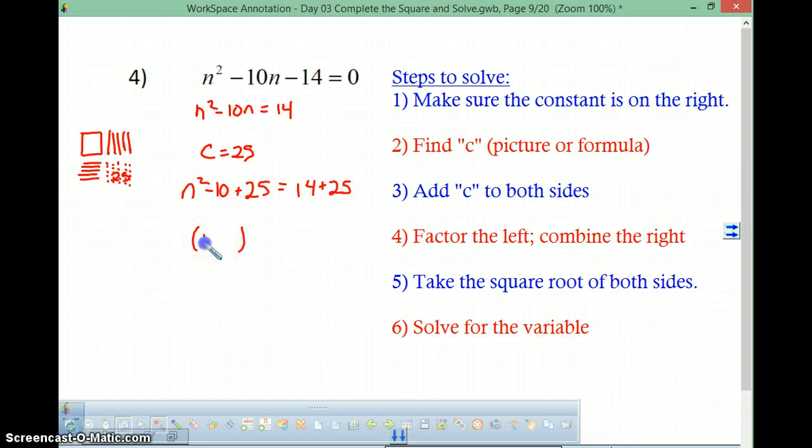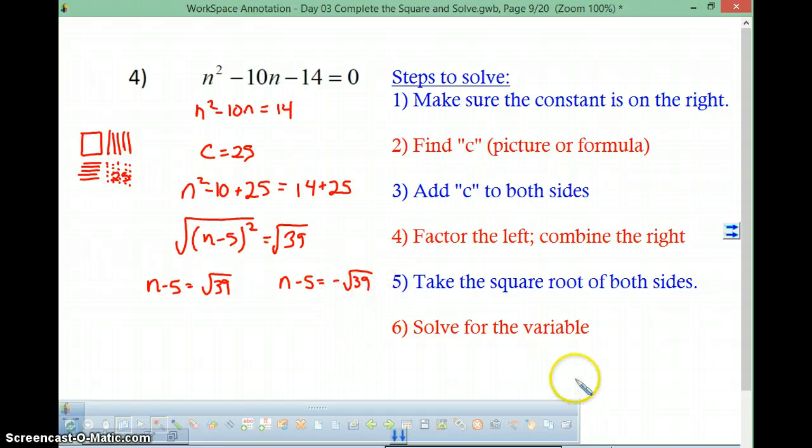This becomes n minus 5 squared equals, what's 25 plus 14? 39. Okay. Now we're going to take the square root of both sides. Square root, square root. You end up with n minus 5 equals positive root 39, or n minus 5 equals negative root 39. Good?